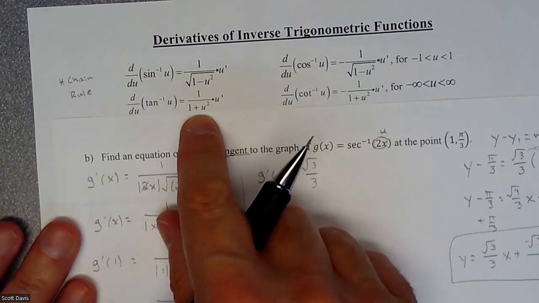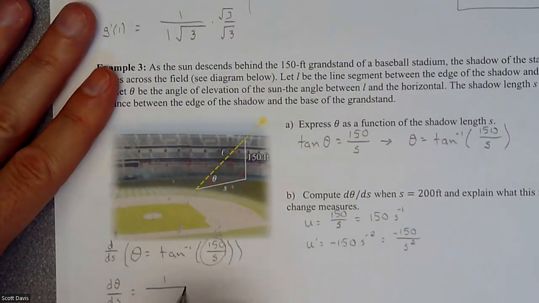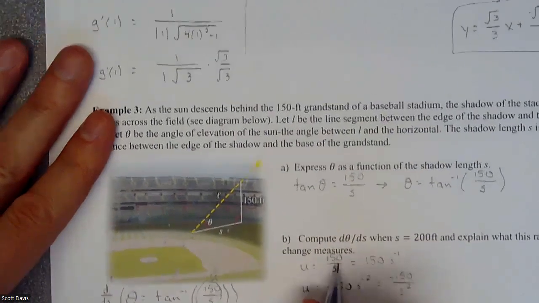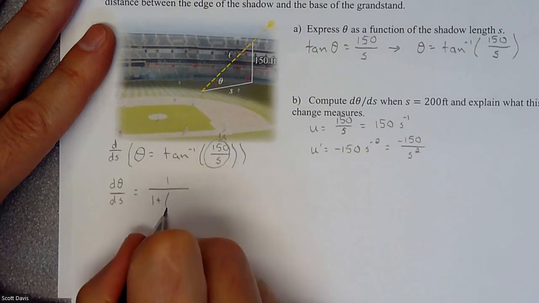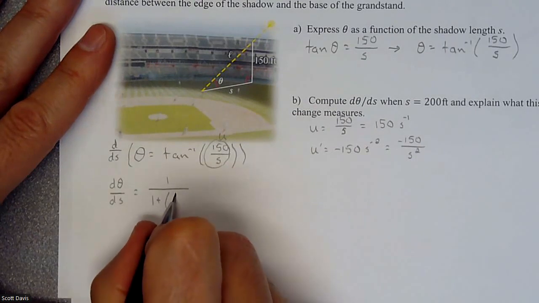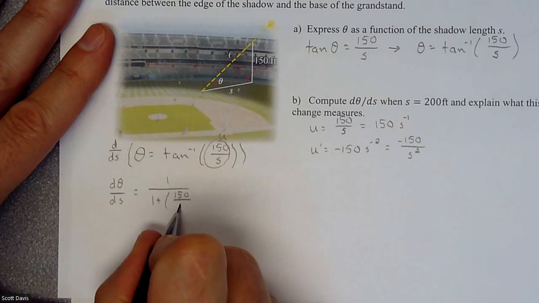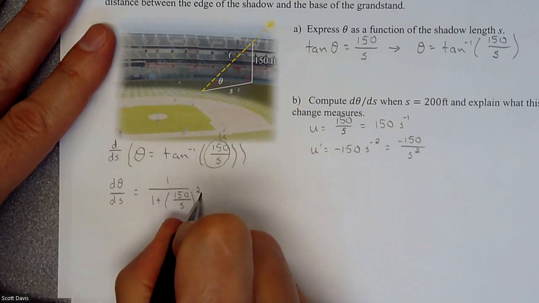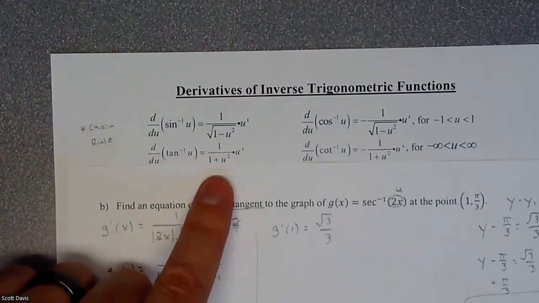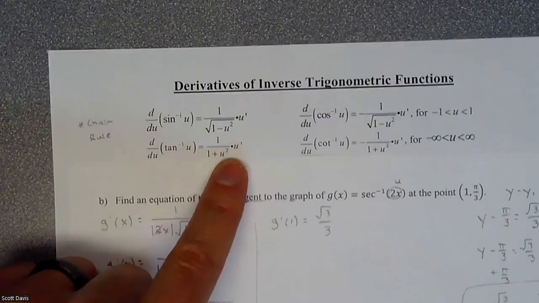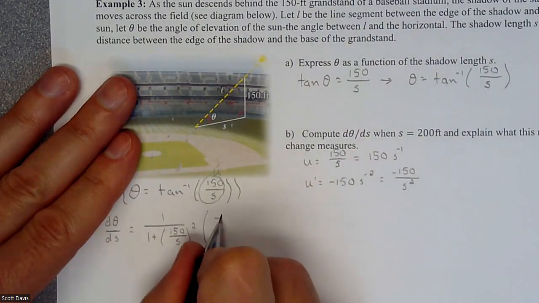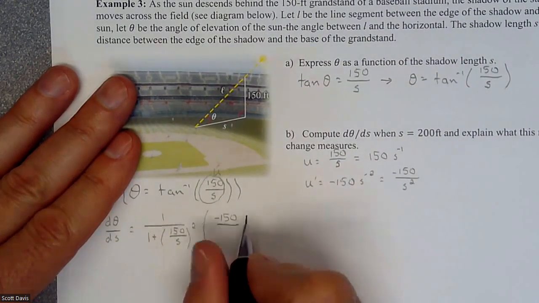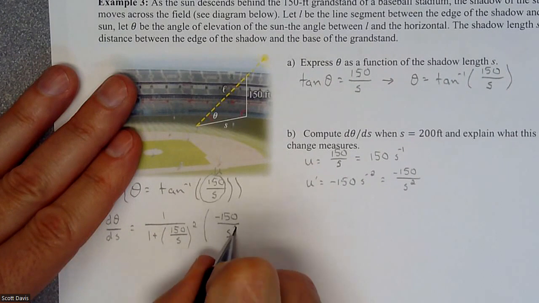So 1 over 1 plus u squared, because we're doing the inverse tangent. So 1 over 1 plus u, which is 150 over s squared, right? So that's that piece, and then we're going to multiply it by its derivative, negative 150 over s squared.